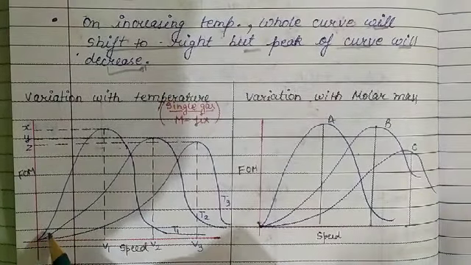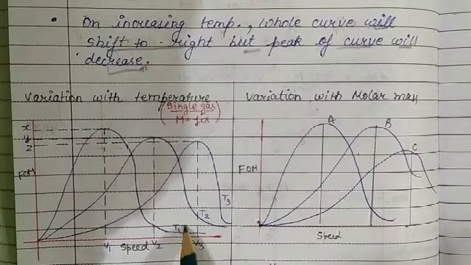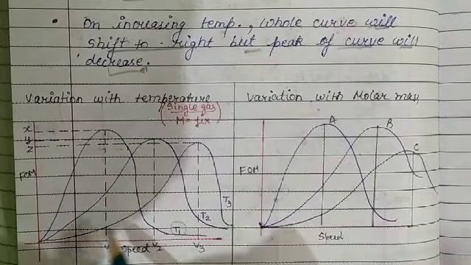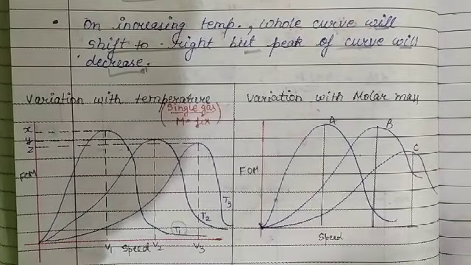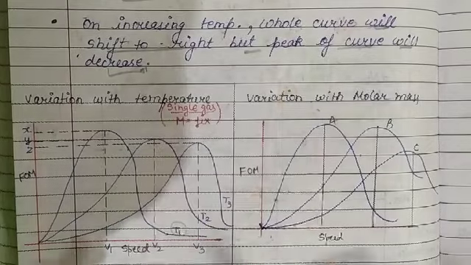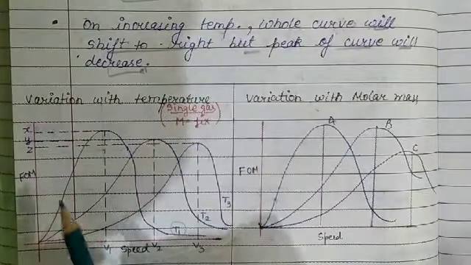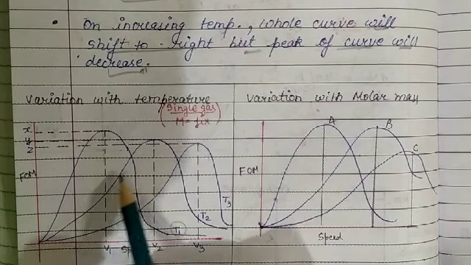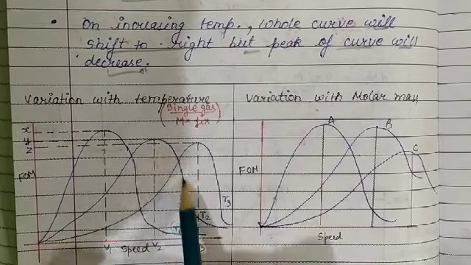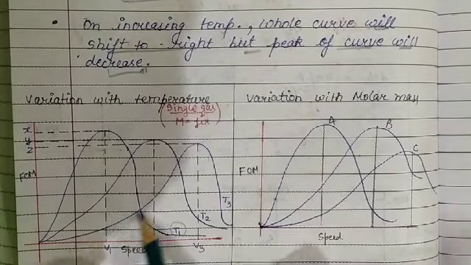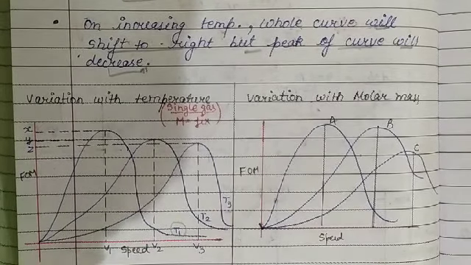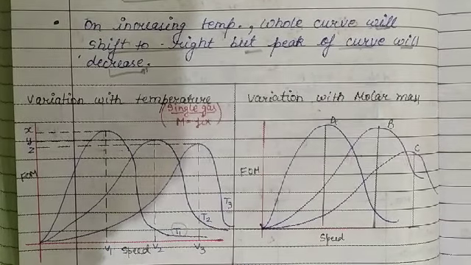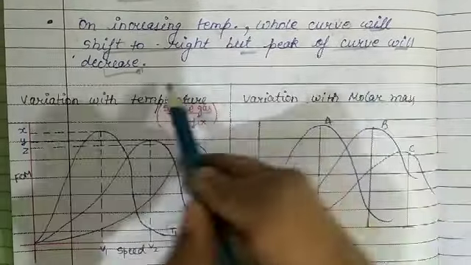So this is the curve at temperature T1. When temperature is increased from T1 to T2 and then T2 to T3, the whole curve will shift to the right. It means if this is the temperature T1 curve, then T2 will shift right. So this is the temperature T2 curve, and this is the temperature T3 curve. So when increasing temperature, the whole curve will shift right, and also the peak of the curve will decrease.